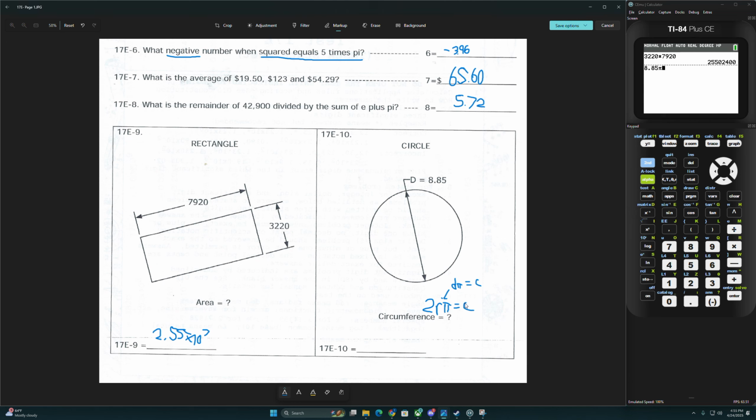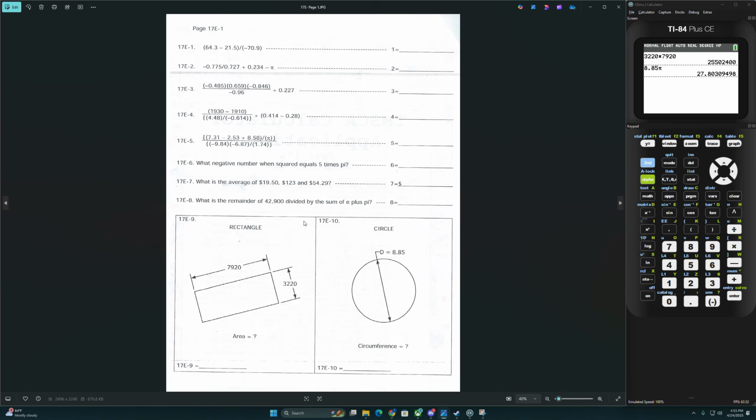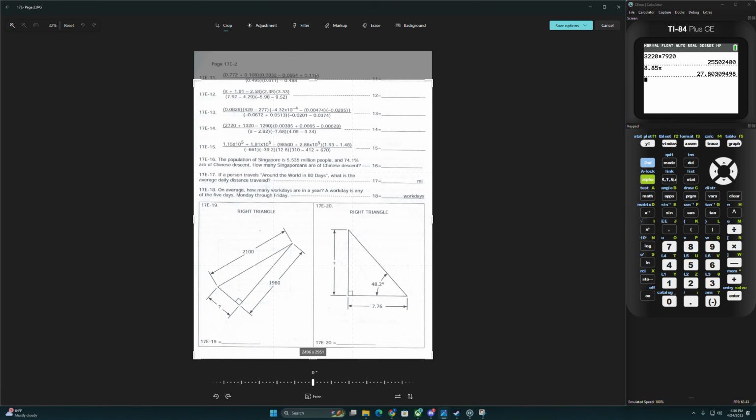And since we're asked for c and we're given the diameter, all we have to do is plug it in like that and we get our answer, 27.8. There we go. All right. Okay, there we go. Edit, go down a little bit.